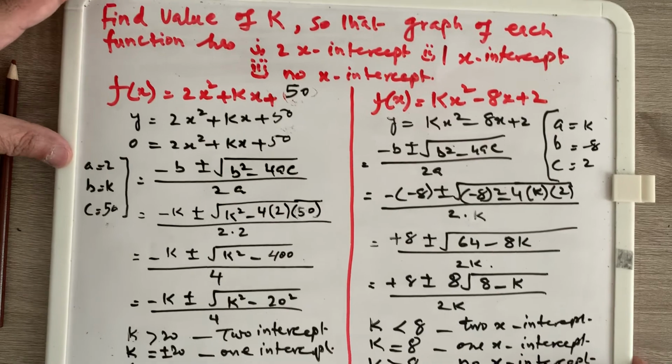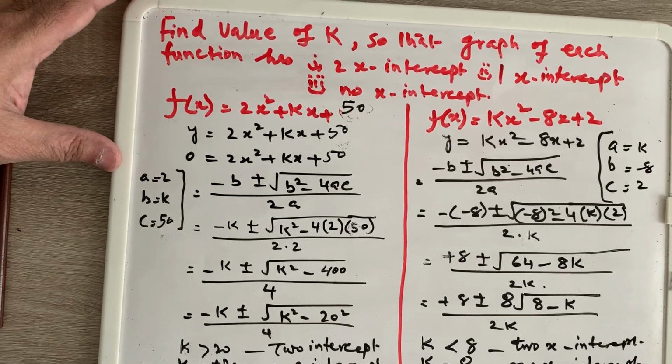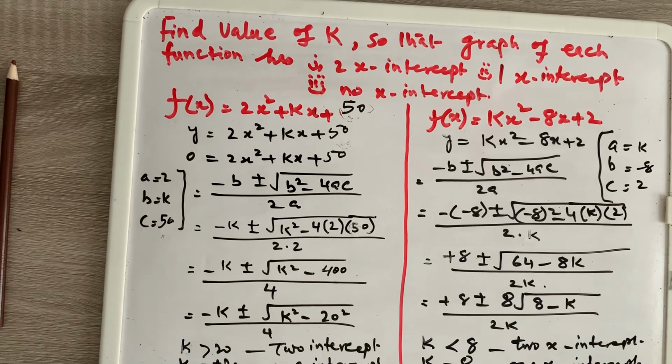So in this manner, if a question is given like this, to find the values of k so that the function has a certain number of x-intercepts, we can use the quadratic formula, and then we can have the determining values of k which decide how many x-intercepts we have. Hope you like the video.